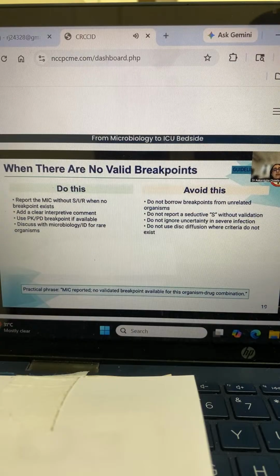Now, when there are no valid breakpoints, what should you do? You should report the MIC without S, I, or R when no breakpoints exist and add a clear interpretive comment. Do not borrow breakpoints from unrelated organisms. You should not be doing that.